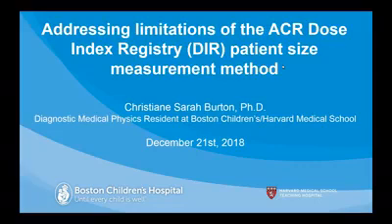So today's speaker is Christiane Burton, an imaging physics resident associated with HMS, Children's, as well as Mass General and BI, I believe. Today she'll be talking about addressing limitations of the ACR Dose Index Registry patient size measurement method.